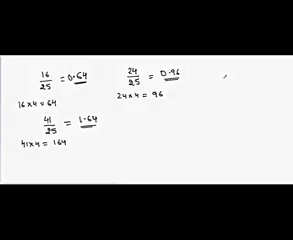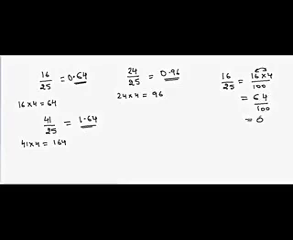So again, the trick is simplified as this. If I have 16 and I want to divide by 25, that's equal to 16 into 4 divided by 100. So I am multiplying these two numbers and dividing by 100, and that's why I put a decimal after 2 digits from the right. So it's equal to 64 divided by 100, and that's equal to 0.64.